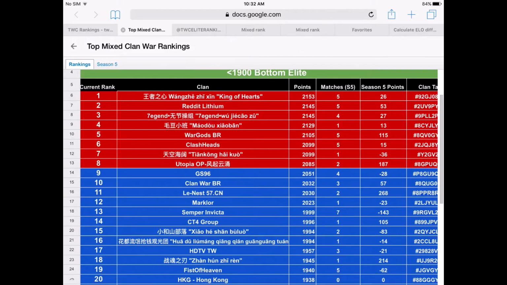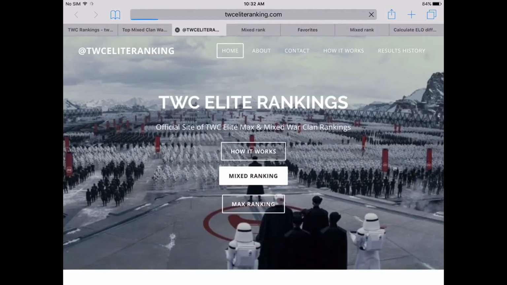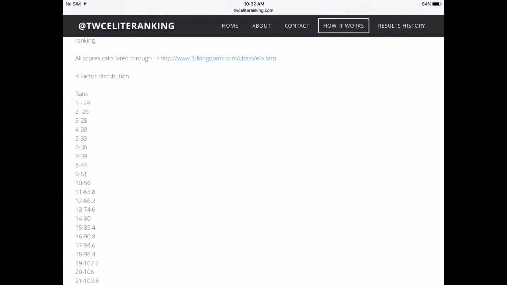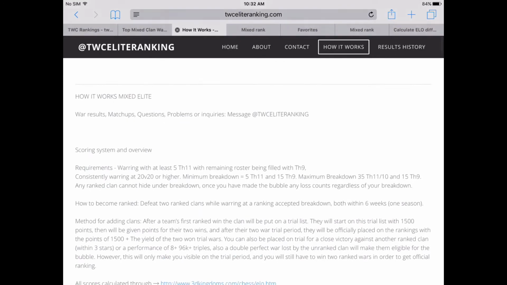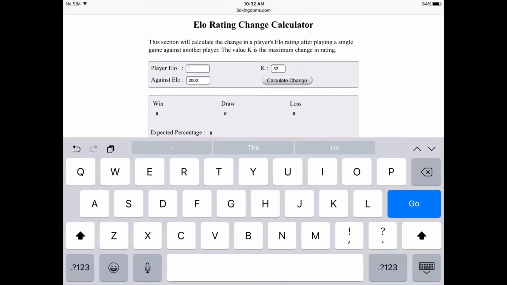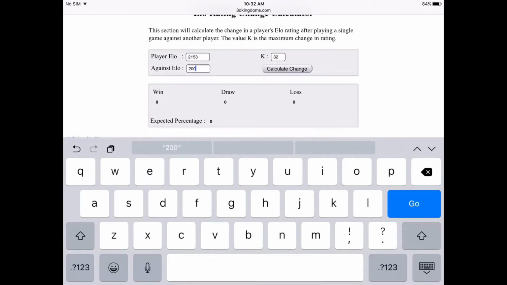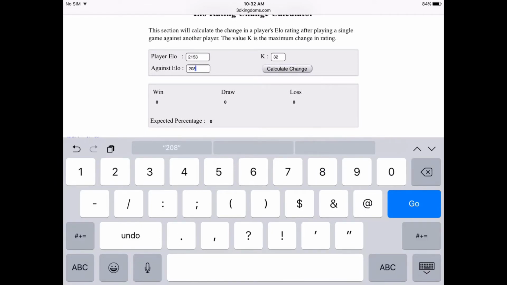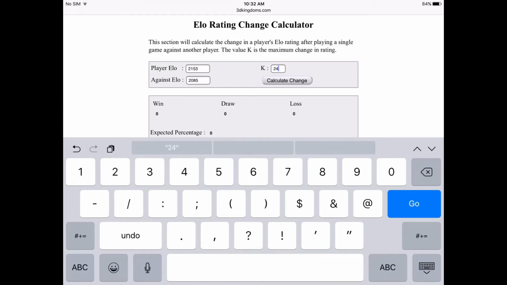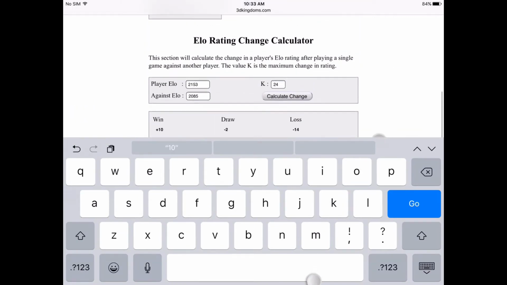So for instance, if King of Hearts were to match Utopia OP, Utopia OP has 2,085 points and King of Hearts has 2,153. Then we go back to the website where the Elo system is calculated. You would put in the player Elo for the winner, their points, 2,153, and then the loser's points in against Elo. And then their K factor, which is on the website, of what it would be for the number one rank, which is 24 for the winner, and calculate the change. So the change would be plus or minus 10 points for that particular match.